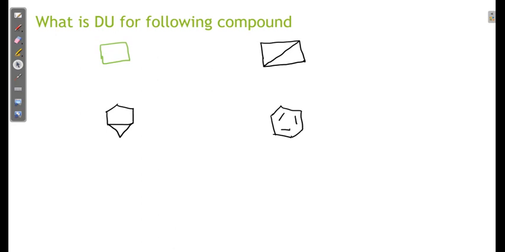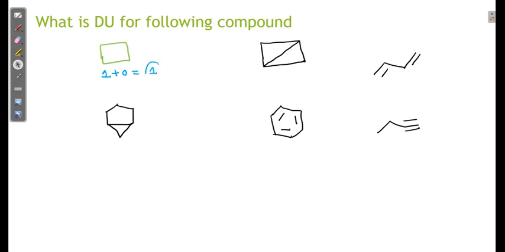Take one more example also. We can say that this is one of the compounds. Another compound is like this one. Okay, now the structural formula is given to us. We have to find out the degree of unsaturation. Degree of unsaturation is equal to the number of pi bonds plus the number of rings. So how many rings are there? The ring is 1. How many pi bonds are there? 0. So what is the DU?